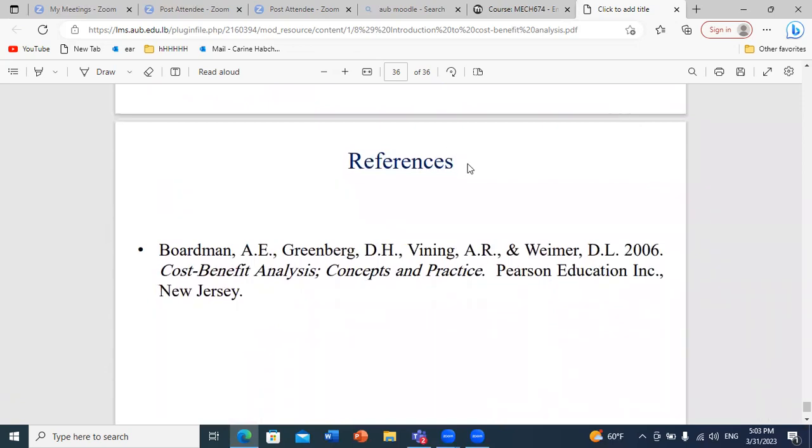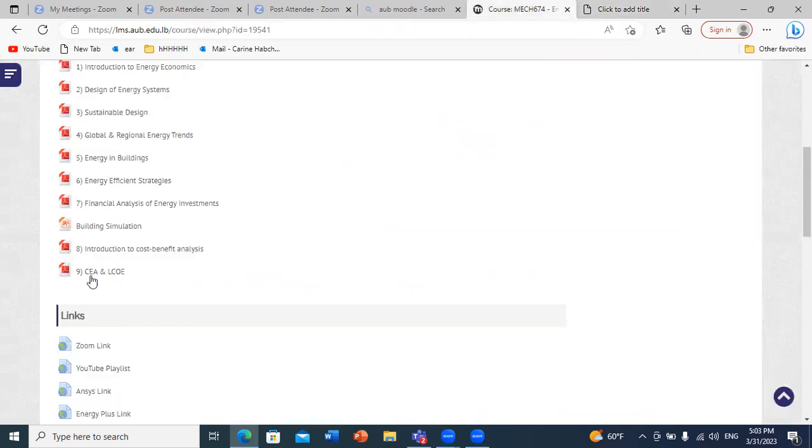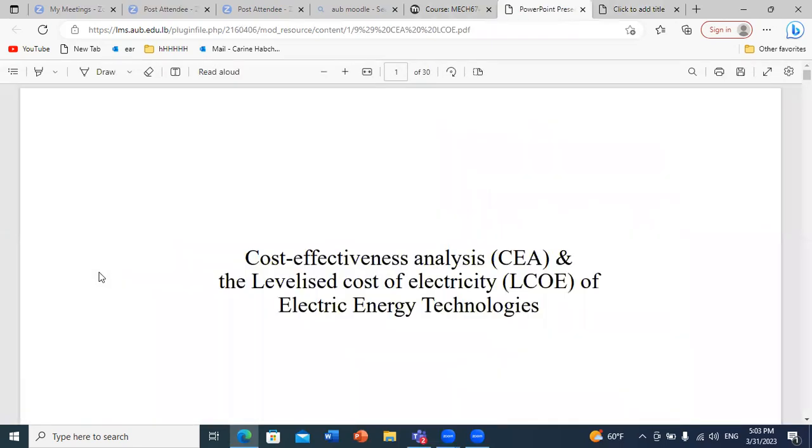So this was the lecture about CBA. Now we'll start with another lecture on the levelized cost of electricity. In this chapter, we'll see how to come up with new factors that can help us compare several technologies. So we'll go over cost-effectiveness analysis and the levelized cost of electricity of electric energy technologies.